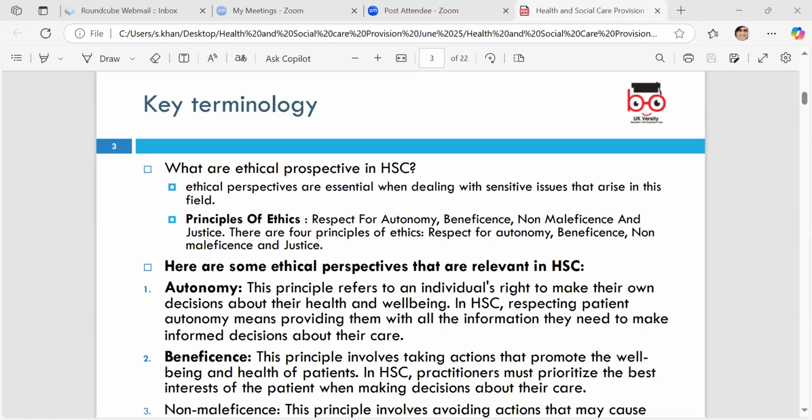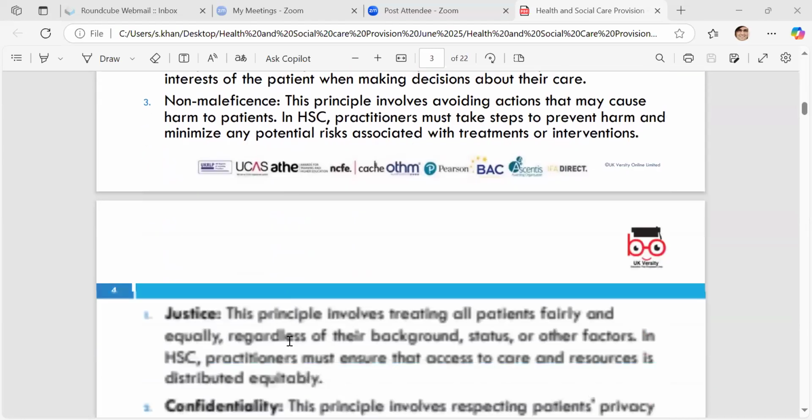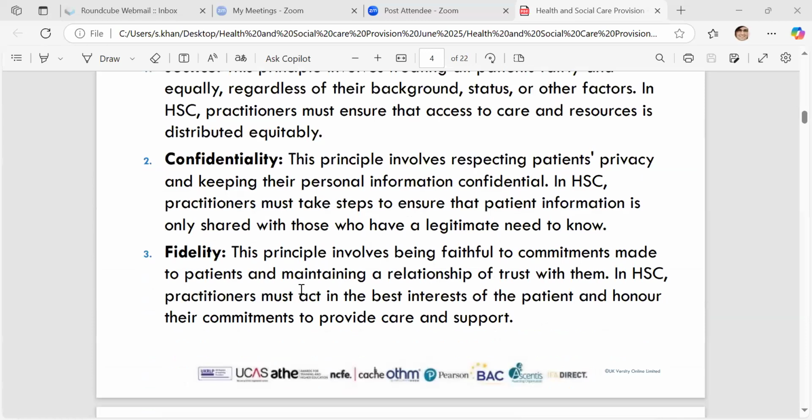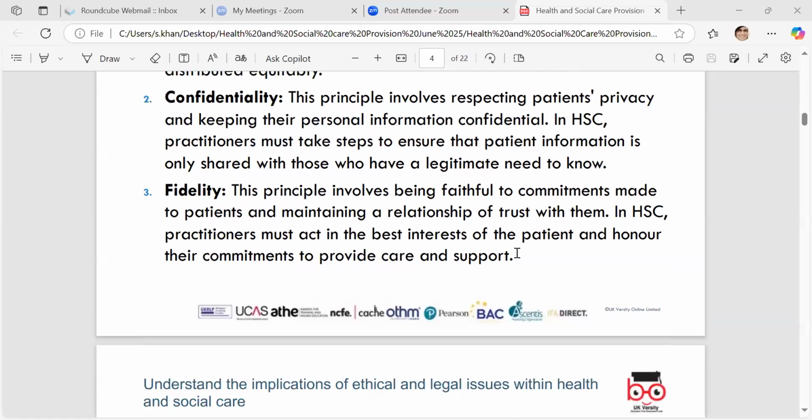It could be things like respecting people, respecting their decisions, autonomy, giving them patient autonomy to do things themselves, and beneficence, making sure you're acting in the interest of the person. Confidentiality is a really important bit: respecting the patient's privacy and keeping their personal information confidential, shared only by the individuals who are providing the care. Fidelity is the principle of being faithful and committed, maintaining a relationship of trust. Why do you think it's so important to maintain that relationship of trust?